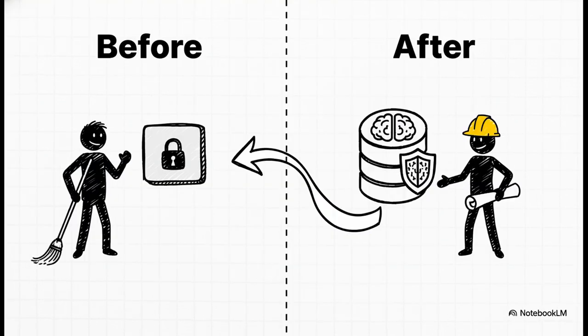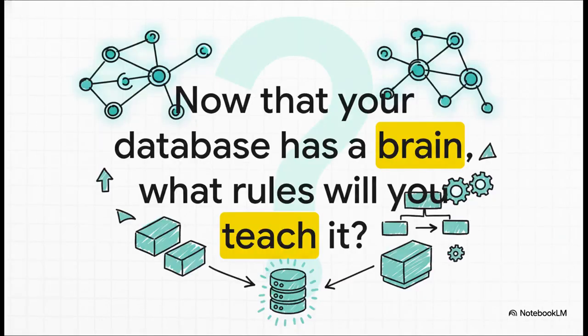And that is the ultimate takeaway here. You're not just a data janitor anymore, just storing and fetching stuff. You're now an architect, building intelligent systems that can protect, manage, and automate themselves. So I'll leave you with this one final thought. You've just seen how to give your database a brain. The only question left is, what roles are you going to teach it first?